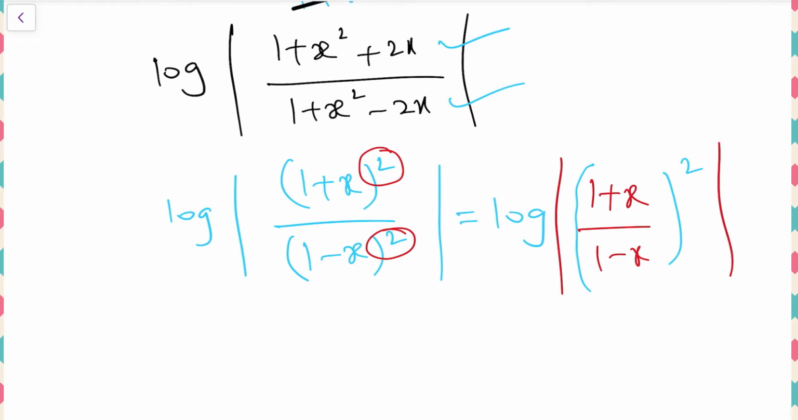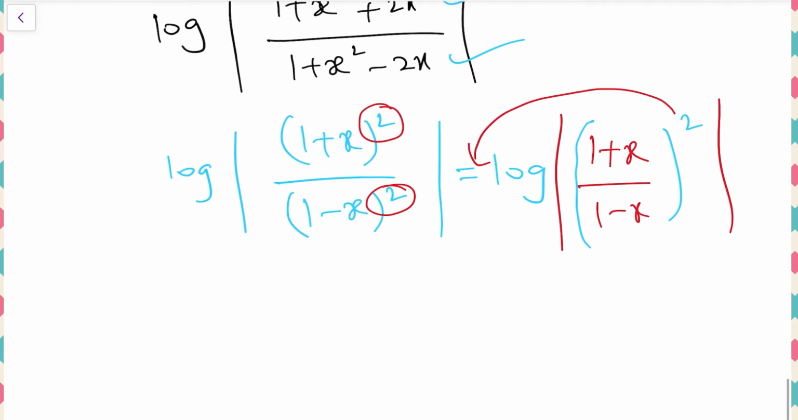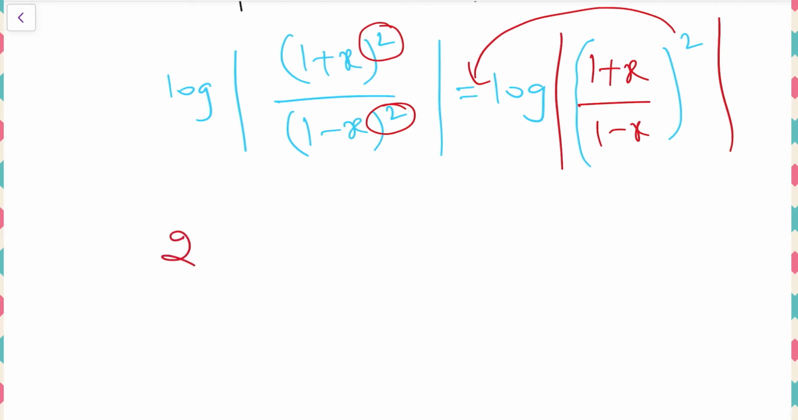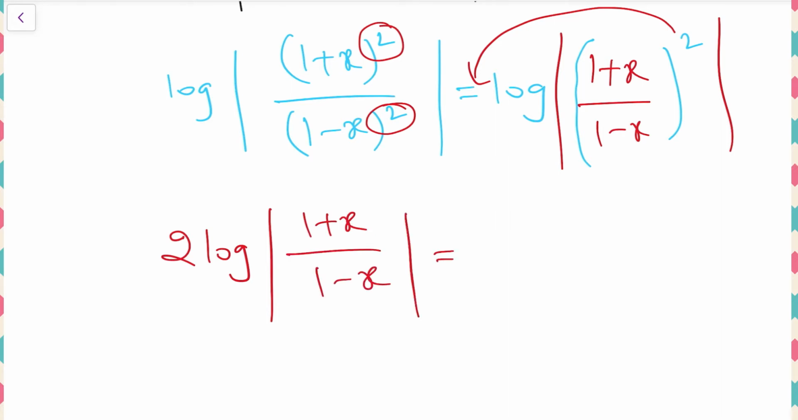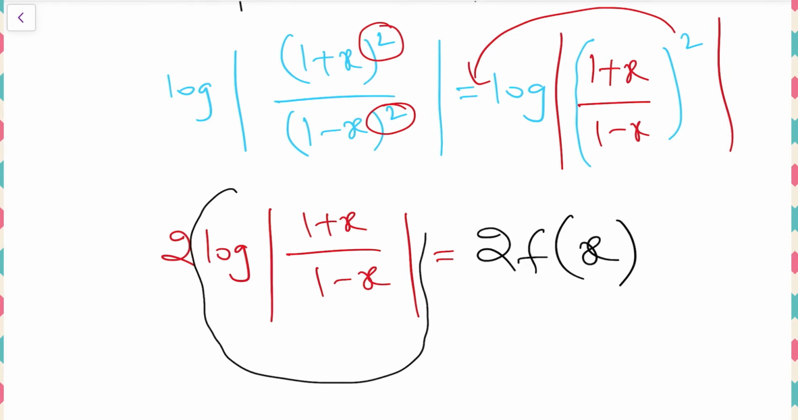Now in logarithms, the power will come to the front. So we remain with 2 times log modulus of (1 plus x) divided by (1 minus x), which is 2 into log modulus of (1 plus x) divided by (1 minus x), and that is nothing but f of x, which is given in the question itself. So 2 as it is, so 2 times f of x. Hence proved.